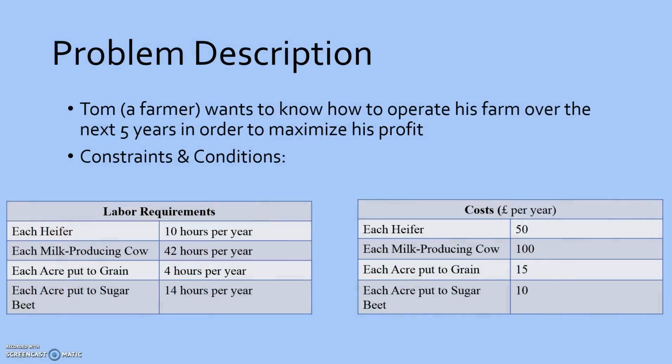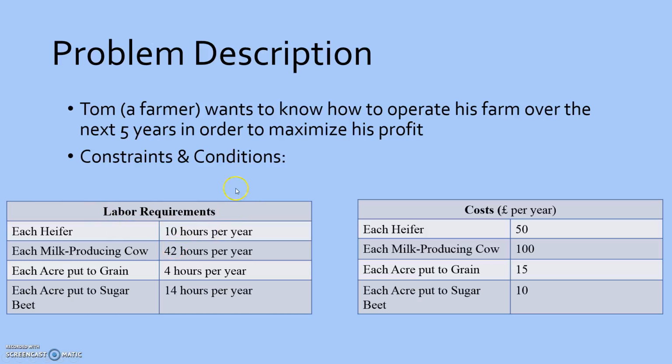So my problem description was quite simple. The point of my project was for a farmer whom I called Tom. He wants to know how to operate his farm over the next 5 years in order to maximize his profit. So there are a bunch of constraints and conditions that go into farming operations, and some of the key ones are in these tables below.